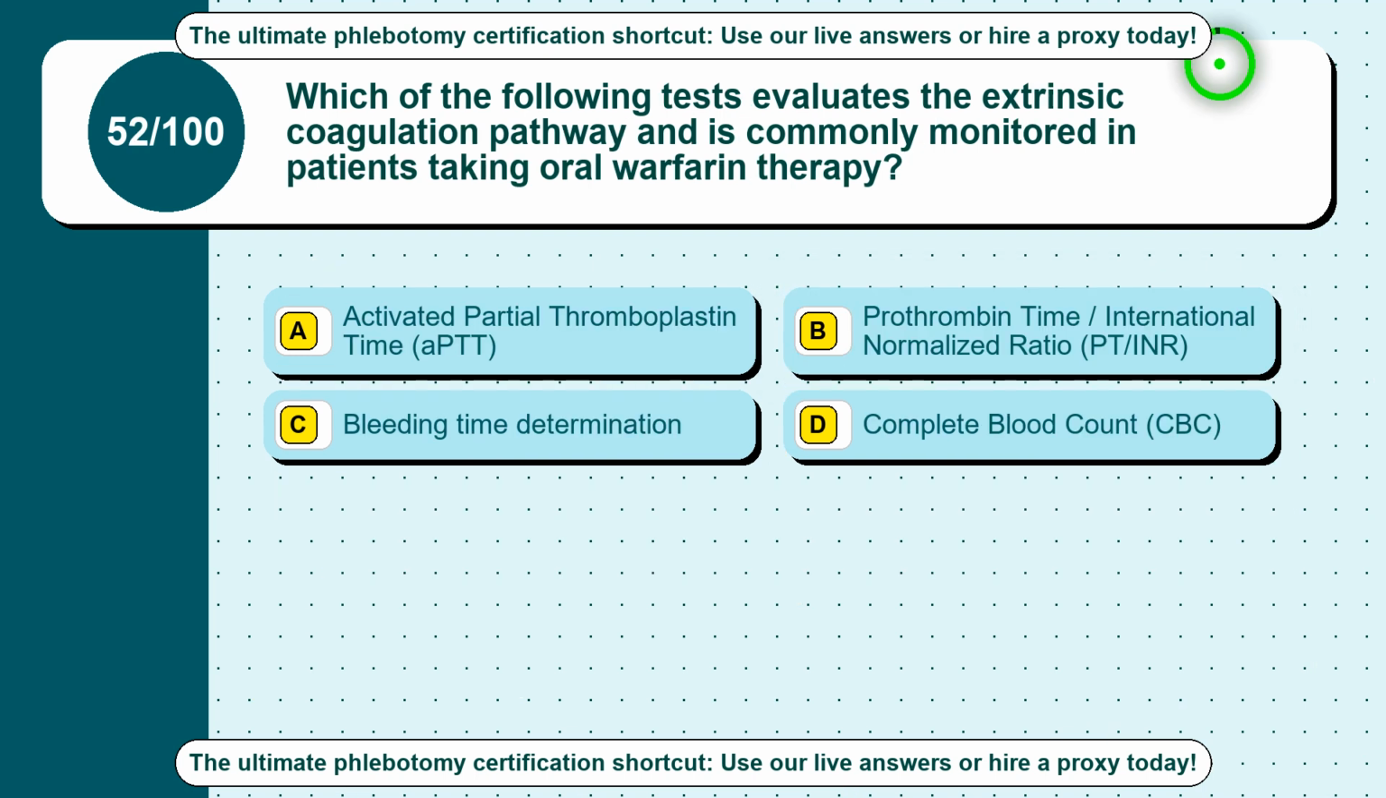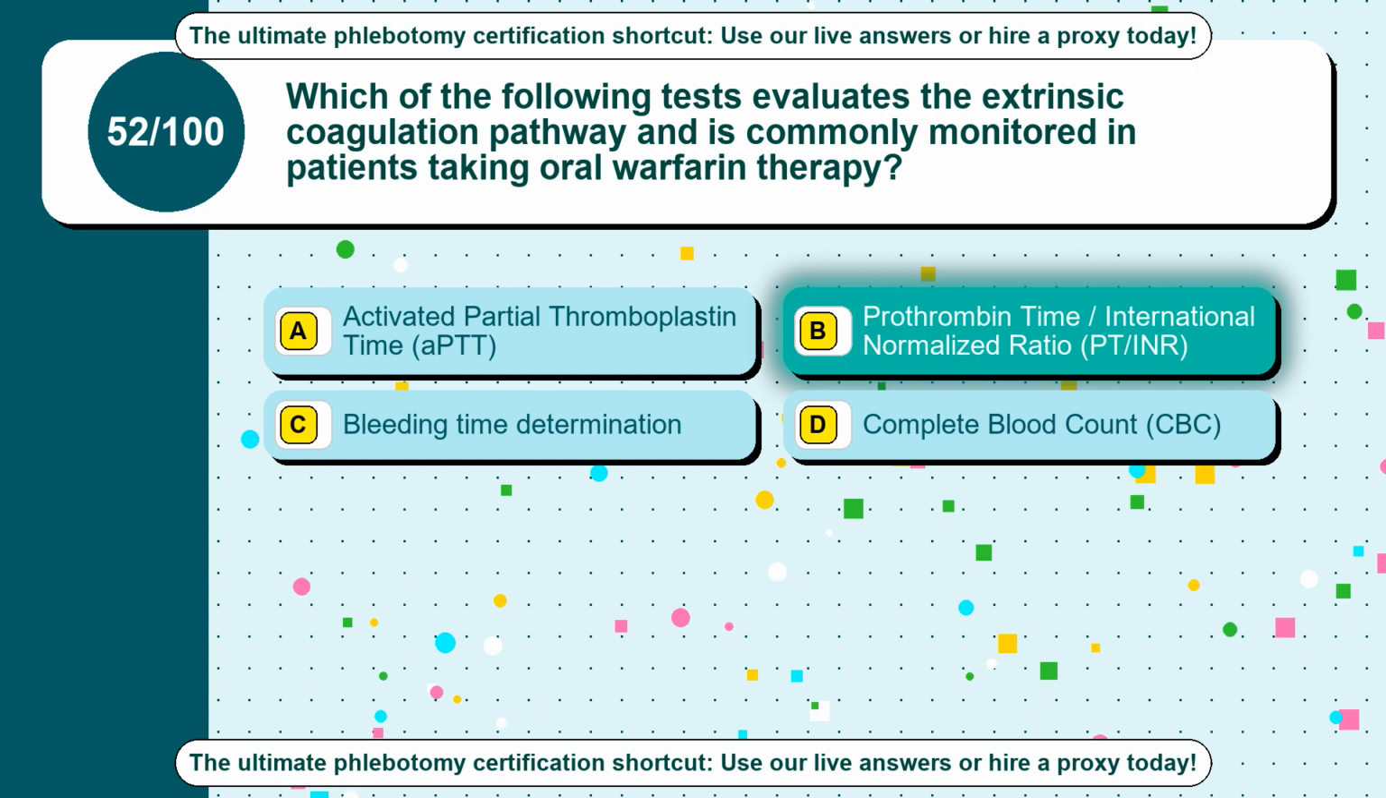Question 52. Which of the following tests evaluates the extrinsic coagulation pathway and is commonly monitored in patients taking oral warfarin therapy? Option A, activated partial thromboplastin time, APTT. Option B, prothrombin time/international normalized ratio, PT/INR. Option C, bleeding time determination. Option D, complete blood count, CBC. The correct answer is option B.